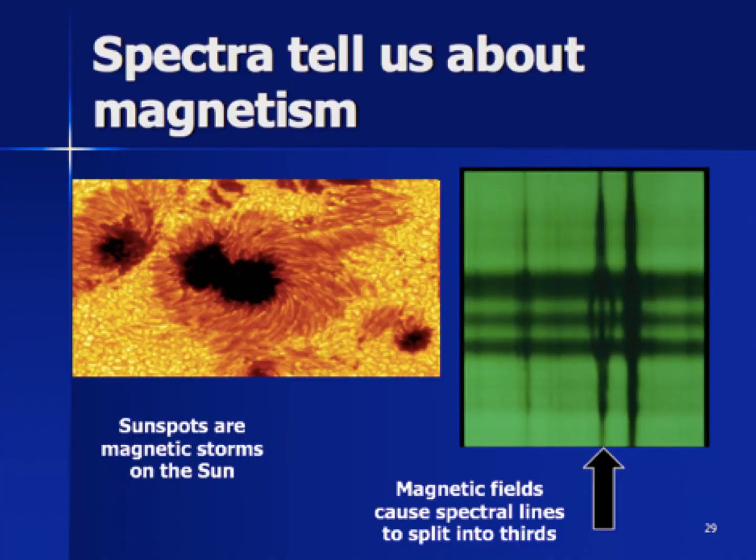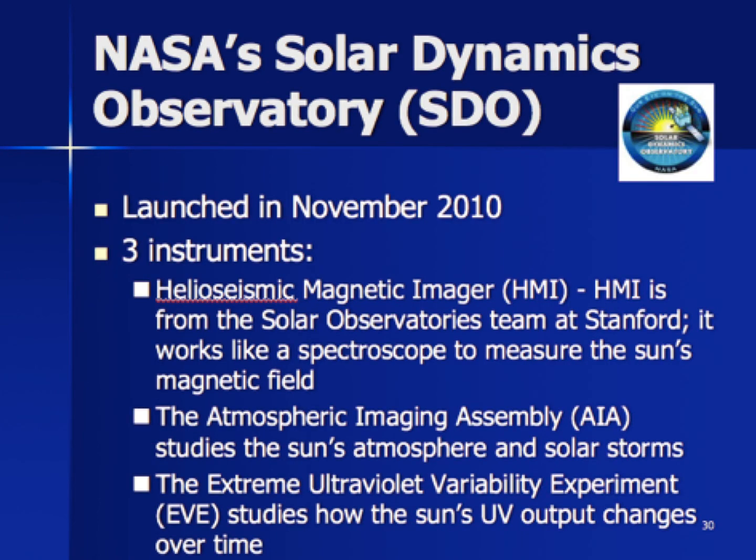Finally, star spectra can also tell us about magnetism. See how the band by the arrow splits into thirds in the middle? It's important for us to understand the magnetic field of the sun, as magnetic storms on the sun can cause major problems for us here on Earth. Many of the photos of the sun we'll look at in this unit were taken by NASA's SDO, or Solar Dynamics Observatory. One of its three instruments, the HMI, is much like a spectroscope that measures the sun's magnetic field during sunquakes.